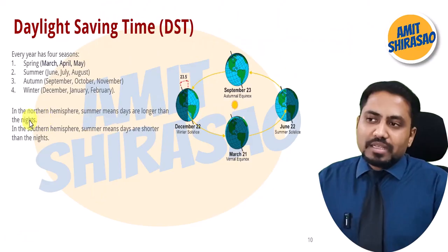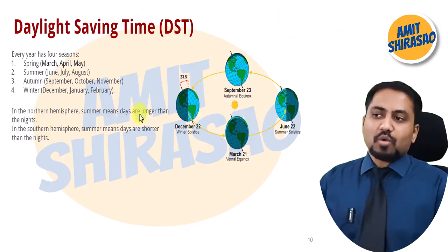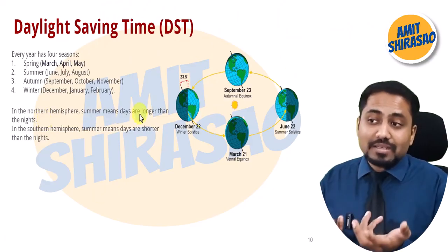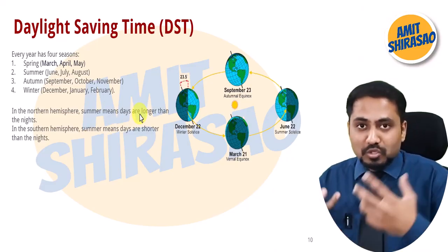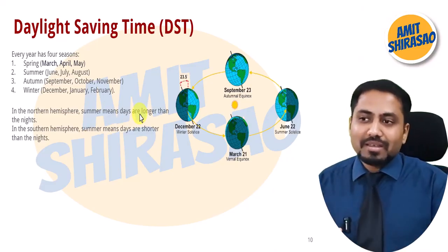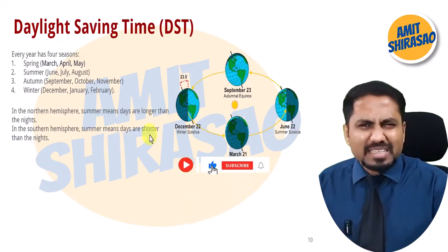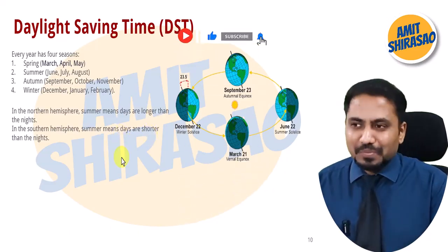And then in the northern hemisphere, summer means days are longer than the nights. In the southern hemisphere, when there is global summer, actually their days are shorter than the nights. I have just explained it to you.